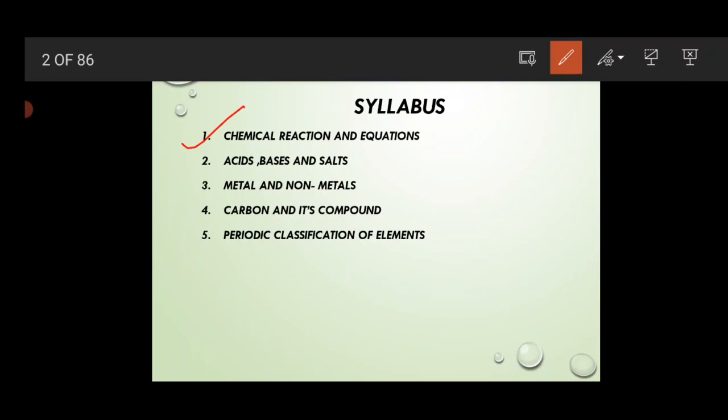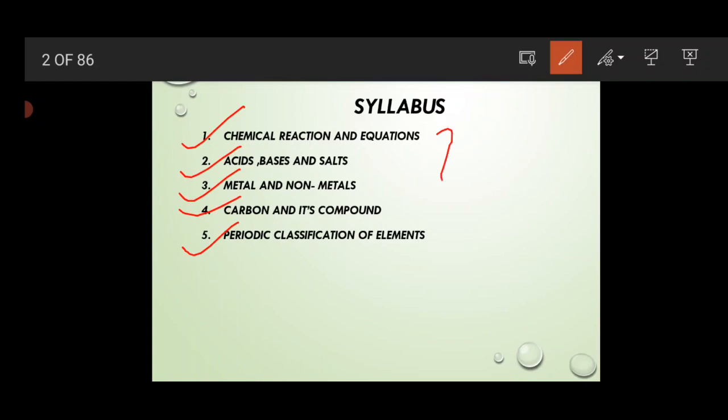They are as follows. First chapter is chemical reactions and equations. Second chapter is acids, bases and salts. Third chapter is metals and non-metals. Your fourth chapter is carbon and its compounds. And the fifth chapter is periodic classification of elements.